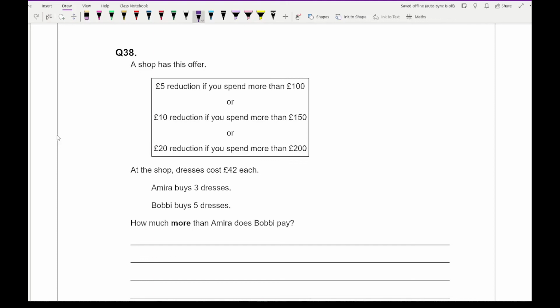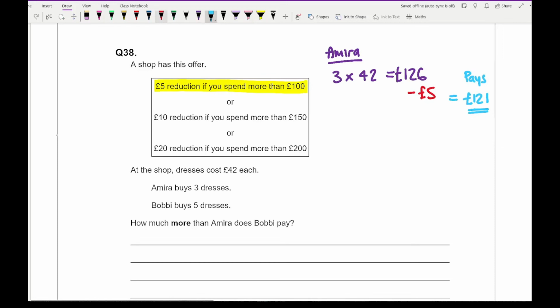So let's have a look at how much each of them pay. So looking at Amira, Amira is going to buy 3 dresses, so that's going to be 3 times 42, and 3 times 42 is £126. Now from this, because she's spending £126, that means she qualifies for a £5 reduction. So if I take away £5, then Amira is going to pay £121.